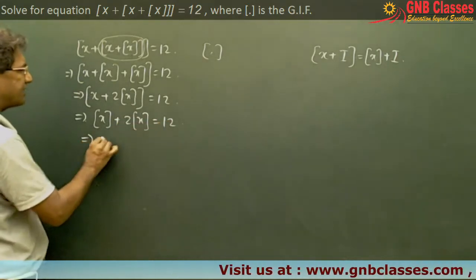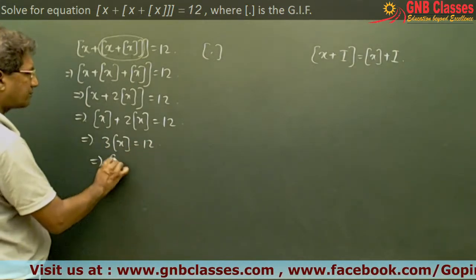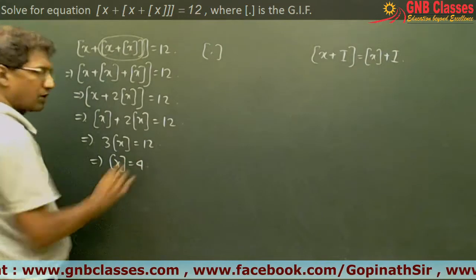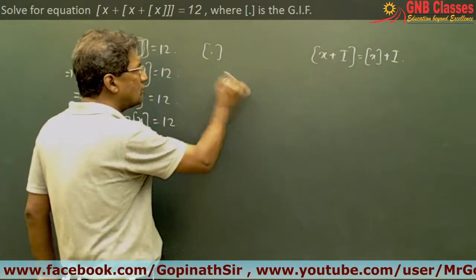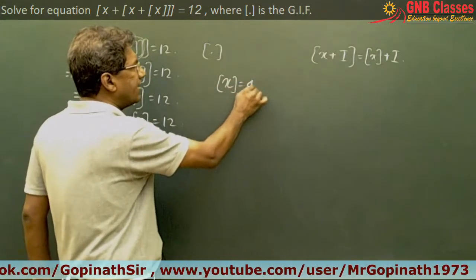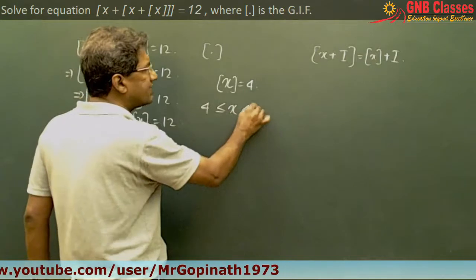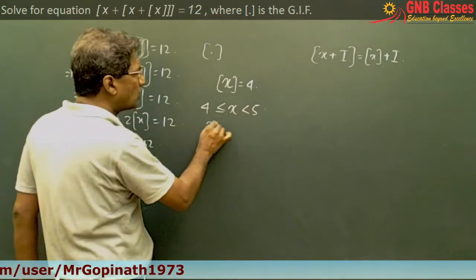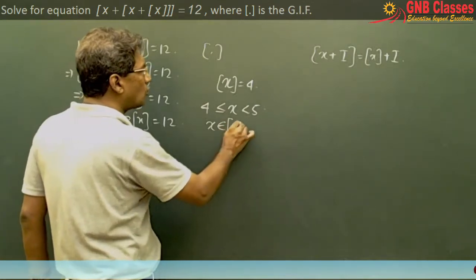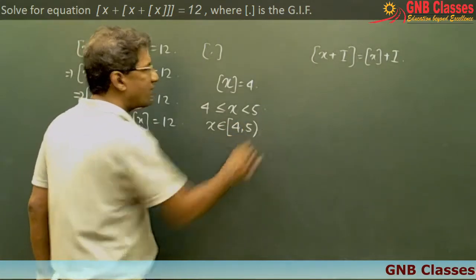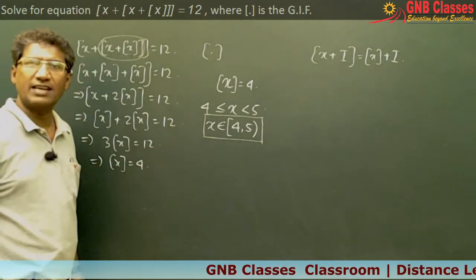So that implies 3⌊x⌋ = 12, which implies ⌊x⌋ = 4. Now if ⌊x⌋ is 4, then x belongs to greater than or equal to 4 and less than 5. Therefore, the solution for this equation is x belongs to [4, 5), and that is the solution. That is the answer for this sum. Is it clear to everybody?